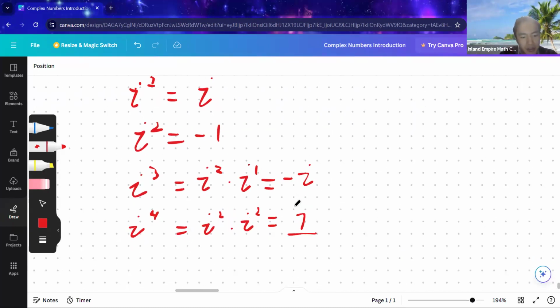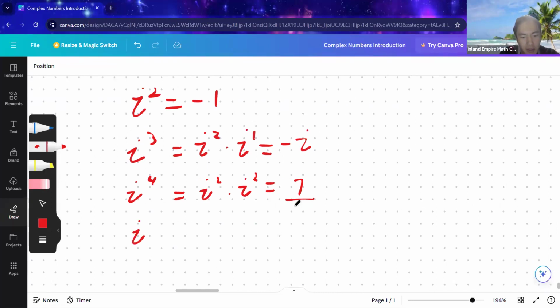Because if i to the fourth equals 1, that means i to the fifth would simply be i to the fourth times i to the 1, right? But then i to the fourth power is 1, right? It's just 1. It doesn't do anything. So that means i to the fifth is really just equal to i.